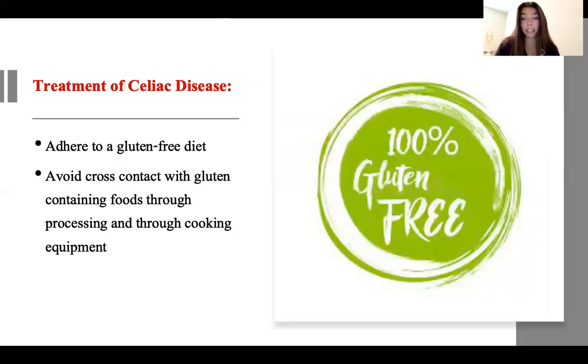Now, with the treatment of celiac disease, it's really important to adhere to a gluten-free diet. There's no medication, nothing like that, but a gluten-free diet will do the trick. With that, it's important that you're avoiding cross contact with gluten containing foods. This can be done through processing and through cooking equipment. So it's important to read the back of your food labels to understand where things are being processed. Additionally, it's very easy to follow a gluten-free diet nowadays. There are a lot of gluten-free options on the market, in restaurants, and on campus.